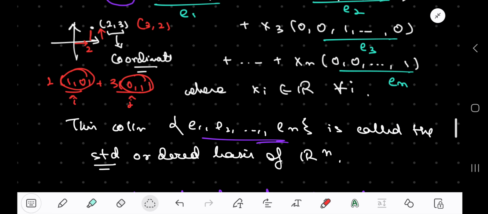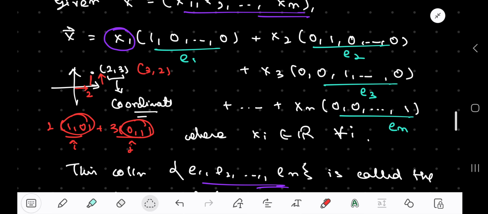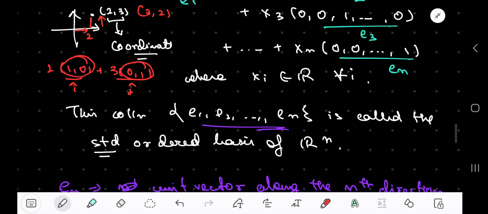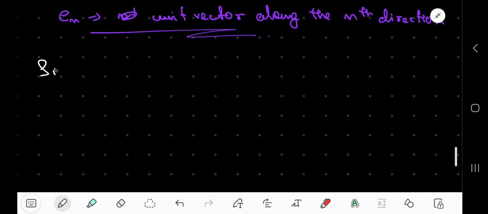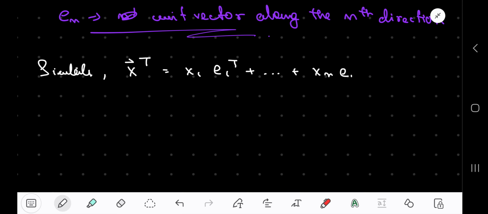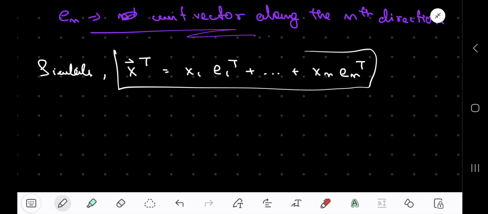Fine. A similar representation can be done in terms of transpose as well. I can take the transpose of x on the left hand side, and then all these will be similarly written as x1 transpose times E1 transpose plus x2 transpose times E2 transpose. In fact, we don't need x1 transpose, I am extremely sorry, because each of these xi's are real, so I need to have E1 transpose, E2 transpose and so on. So let me just mention it once. Similarly, I can write x transpose as x1 times E1 transpose continuing till xn times En transpose.